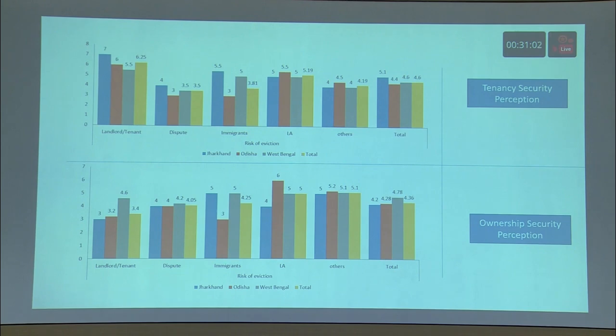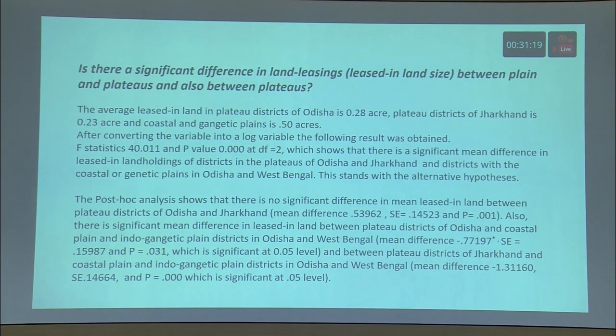And there is also land acquisition. They have a perception of threat from the government, that they may lose their lands. There are also threats from immigrants, especially in Jharkhand and Odisha, and in West Bengal too: people from outside can come and acquire their lands. These are some of the issues. I don't want to go into detail, but these are some of the questions. I'll just straight away show the results.